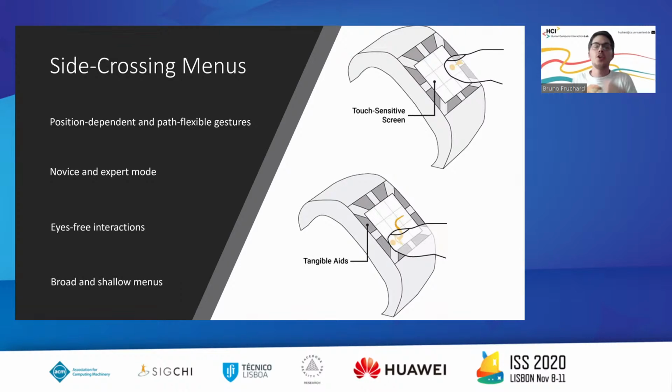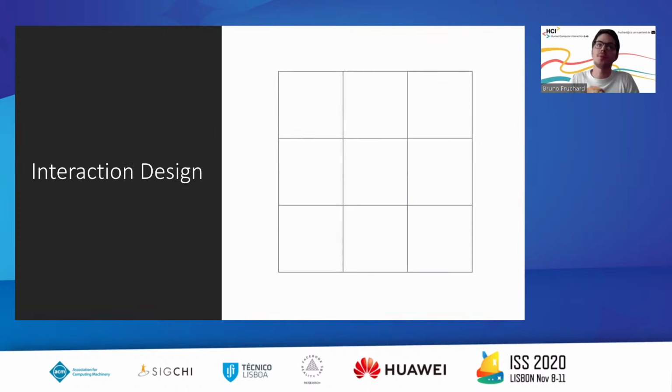So I'm going to go through all those points by explaining to you the interaction design of the technique. With SCM, it relies on a grid layout, as you can see here, and it consists of three main components. An SCM gesture consists of three main components. First, a starting cell. Second, an ending cell, which makes it position dependent. And the side crust of the ending cell.